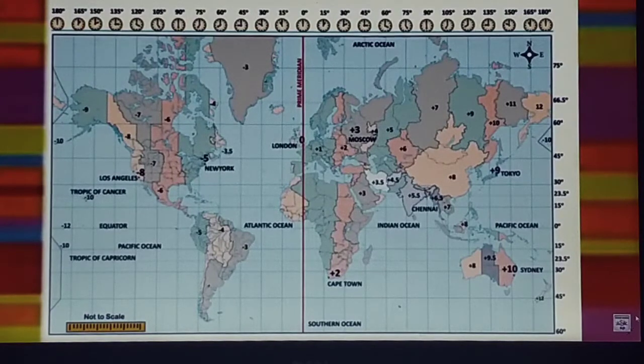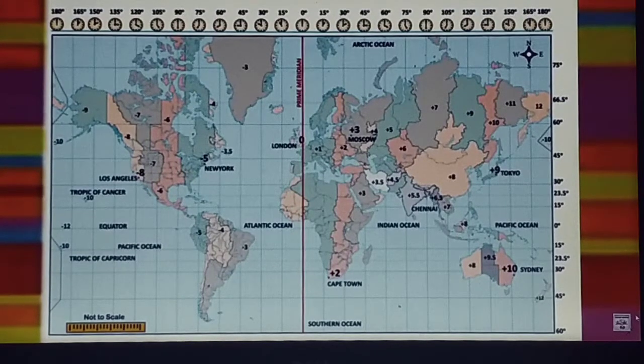The 0 degree line of latitude is called the equator. The 0 degree line of longitude is called the Greenwich meridian or the prime meridian. The part of the earth from the equator 0 degrees to the north pole 90 degrees is called the northern hemisphere, and from the equator 0 degrees to the south pole 90 degrees is called the southern hemisphere.